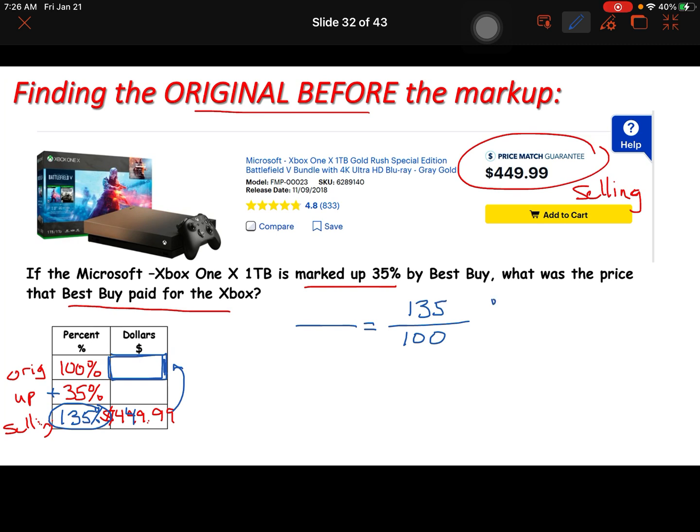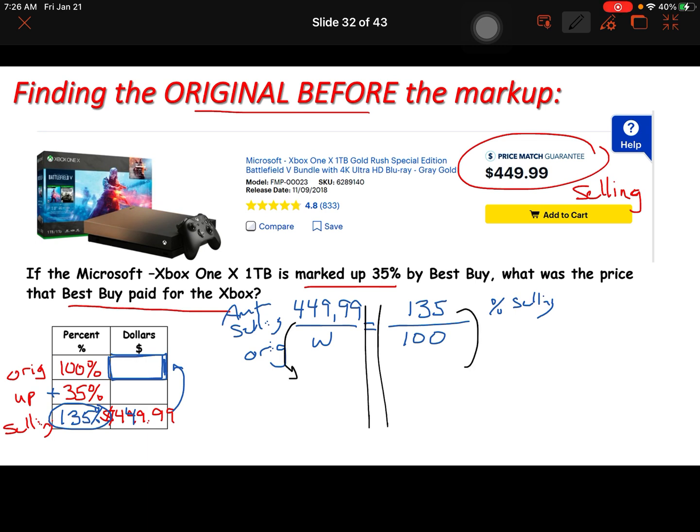So we're going to put this 135% as the percent, and you could say of the selling price if you want. This was the amount of the selling price up here. And then the original, once again, goes in the bottom. My handwriting apparently is not very good this morning. The $449.99 is going up here. This time we're missing the original, which is what Best Buy paid. So we go ahead and do our cross products, which puts the decimal point back, we have 135W. You're going to divide by 135.